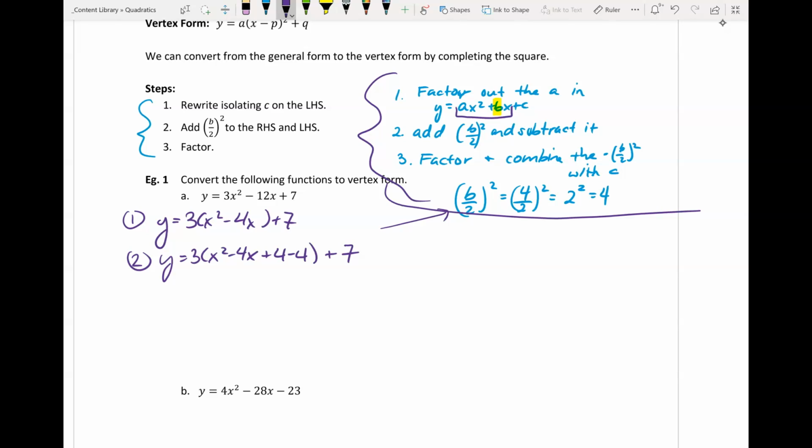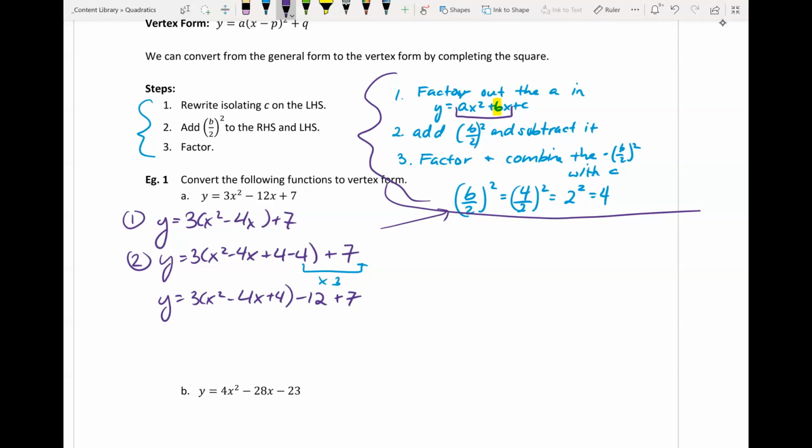Now I'm going to move this 4 out to the outside. When I do that, I have to multiply it by 3 because this has been factored. If I want to unfactor it, then I have to multiply it by 3 to get it back out. So that would be negative 12 then.